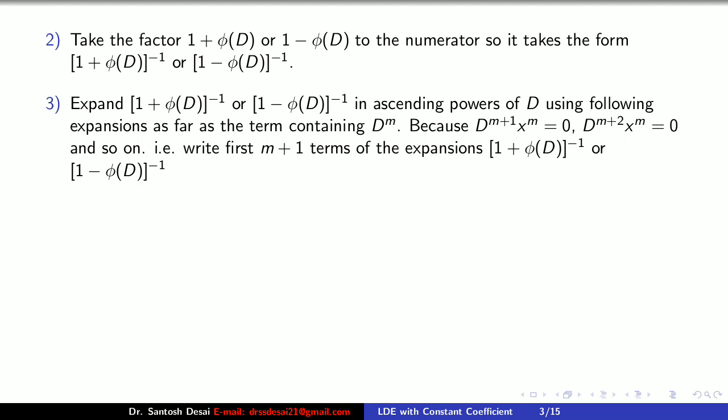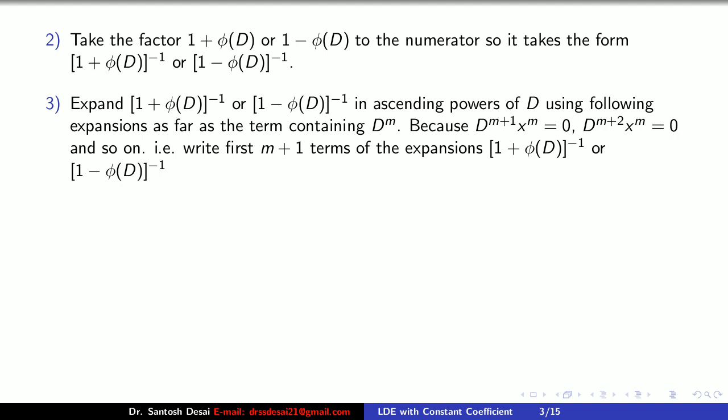The meaning of this last statement is, if your function is x square, then we write the first three terms of the expansion. If the function is x square plus x plus 1, then the highest degree term in x is 2. So therefore again we write 2 plus 1, that is, the first three terms of the expansion. Similarly, if the function is x cube, then we write the first four terms of the expansion.